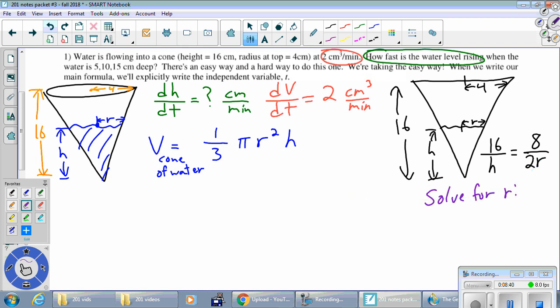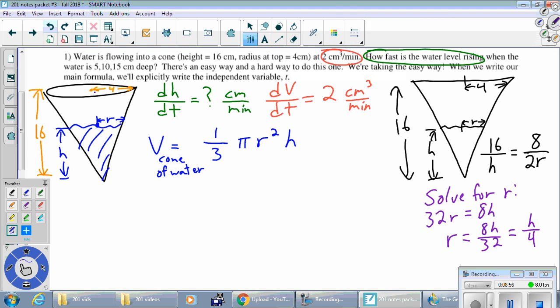So we solve this equation right here for R. I'm going to cross multiply: 32R equals 8H, and then solving for R, divide both sides by 32. And then we'll reduce, and we get H over 4. So the radius is a quarter of the height, which makes sense. If you look up here, the radius was indeed a quarter of the height.